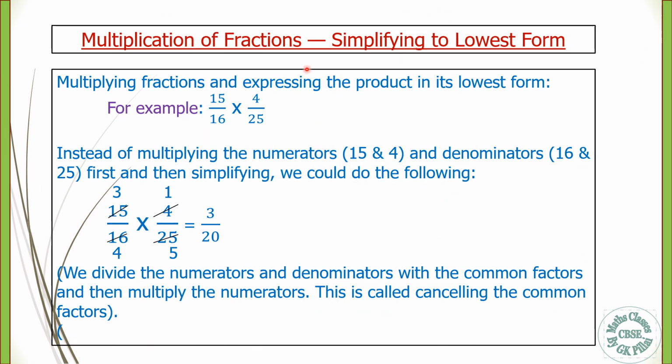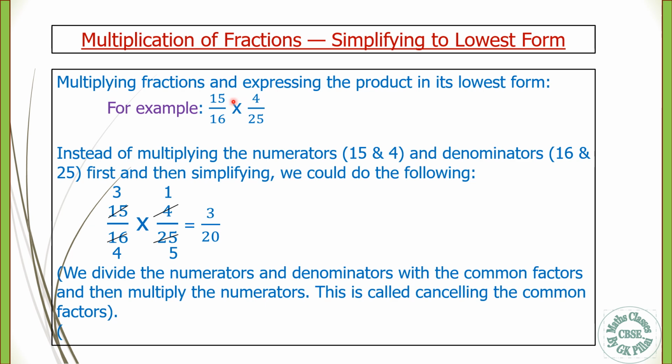Multiplication of fractions, simplifying to lowest form. This is a very important part. When you are required to do sums, definitely on one occasion or the other, you will have to do this kind of thing. Multiplying fractions and expressing the product in the lowest form. For example, 15 by 16 into 4 by 25.